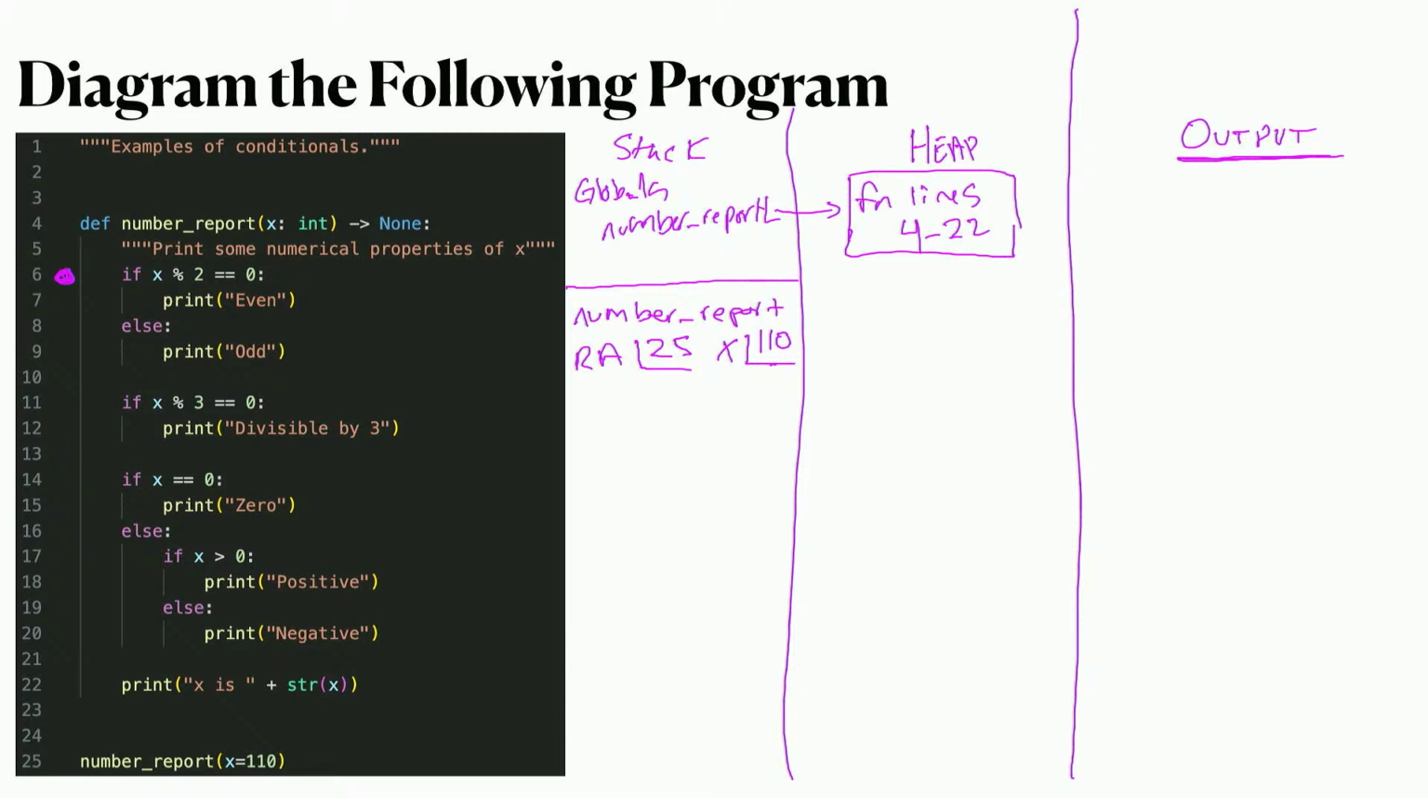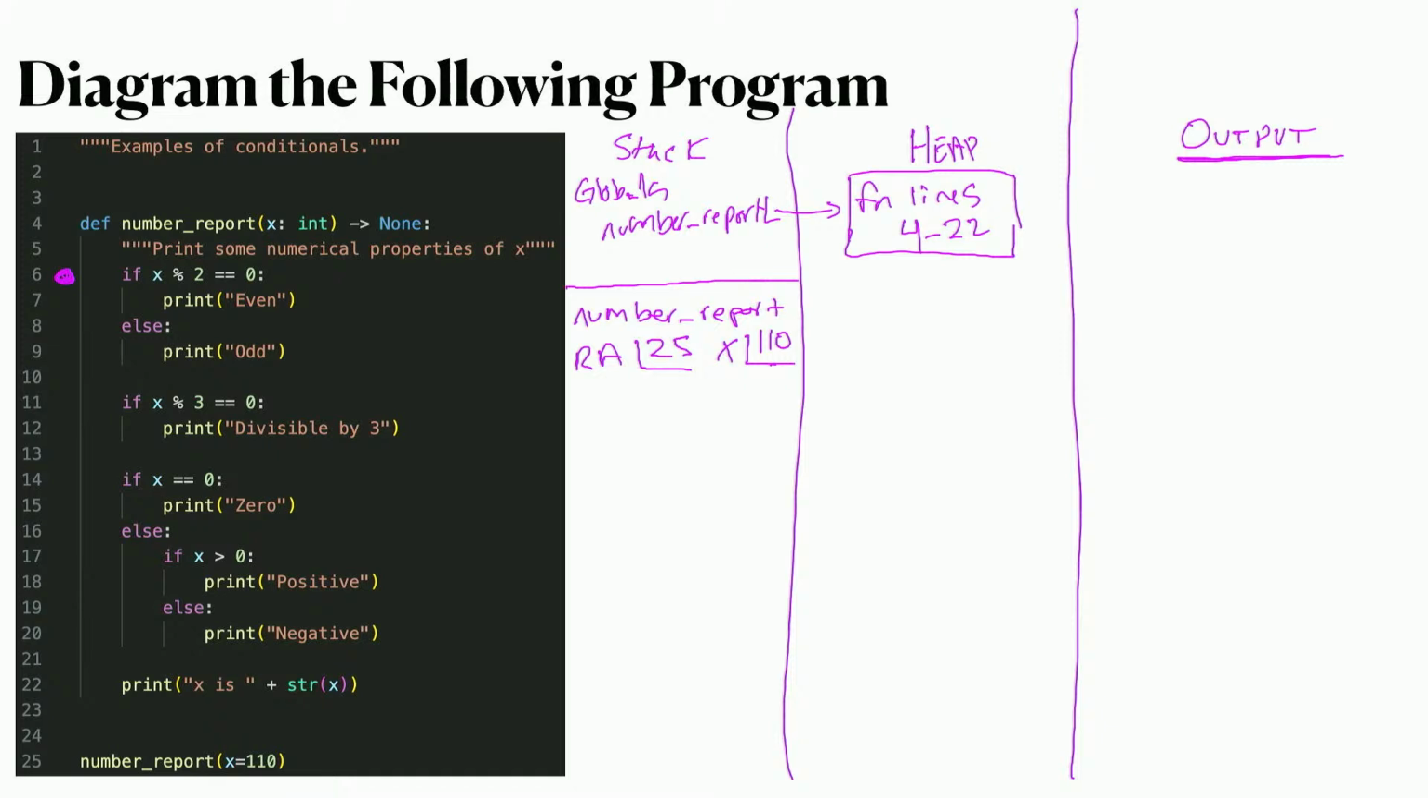I've set up my globals. We've got our reference from number report to the function definition. I've gone ahead and actually evaluated line 25. I've set up a frame for the call to number report. I've established the return address, which is the line that function call was in, and the parameter x is 110 in this frame. And so we're ready to go. We reach this very first if-else statement.